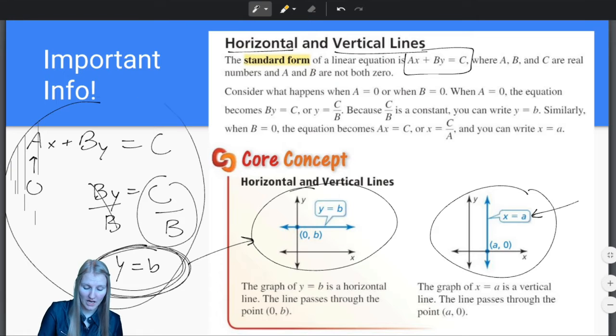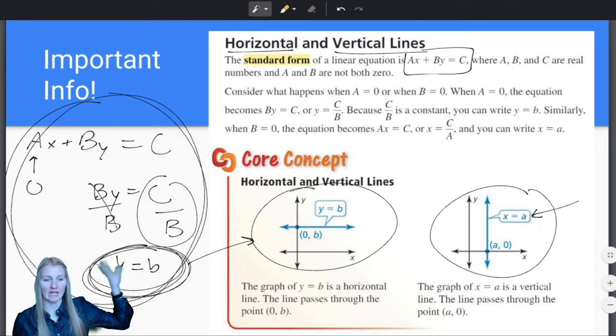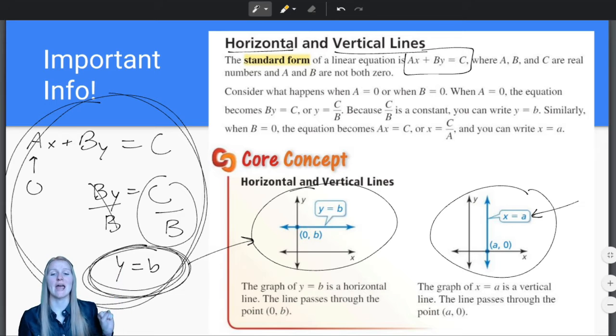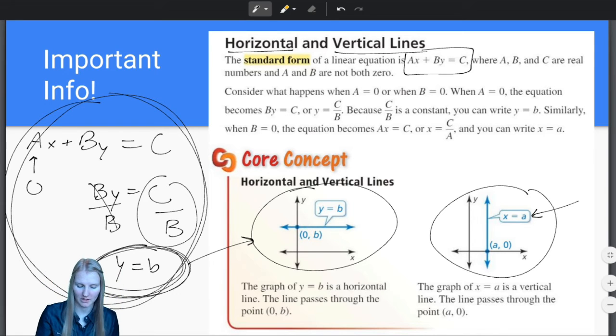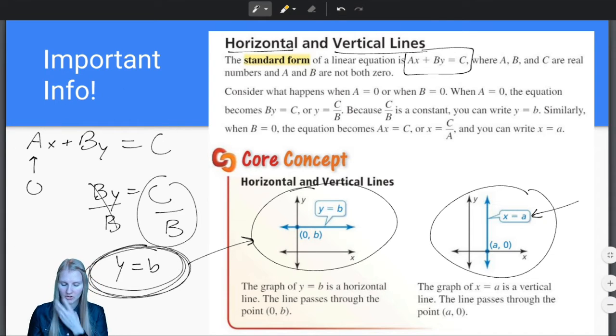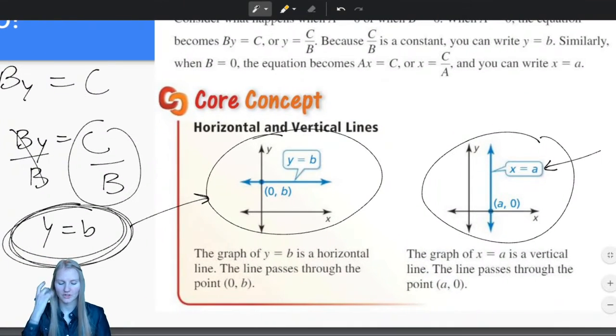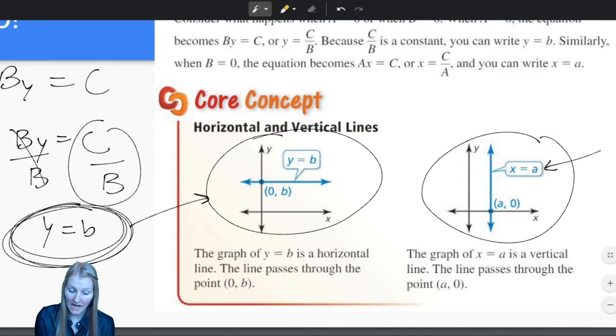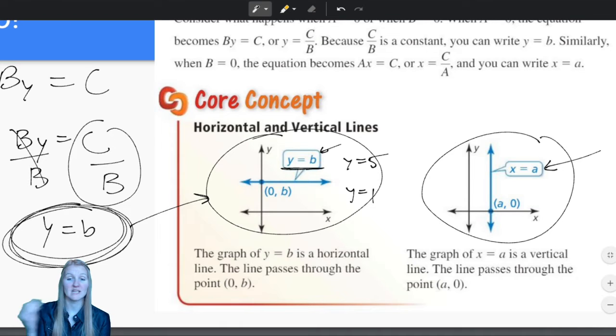If you did not understand what I said over here on the left, that's fine. You don't need to know that to understand how to graph horizontal and vertical lines. It's just some background information about how equations of horizontal and vertical lines are made. So, here's what we need to know about horizontal and vertical lines. If we have y equals b, and b is just a number, right? This could be y equals 5, this could be y equals 1, we don't know, could be anything.